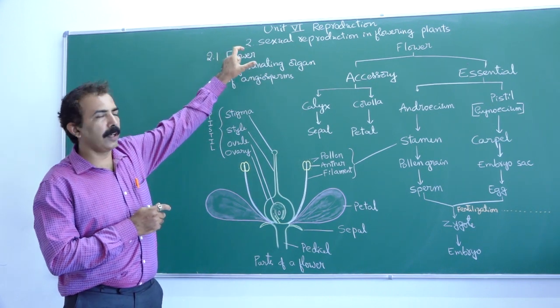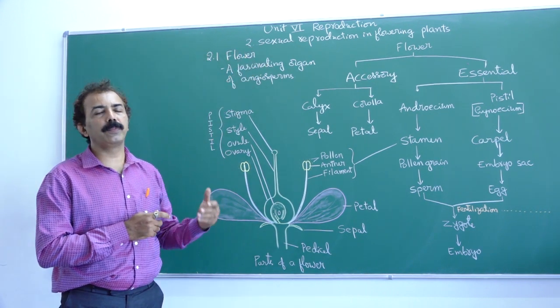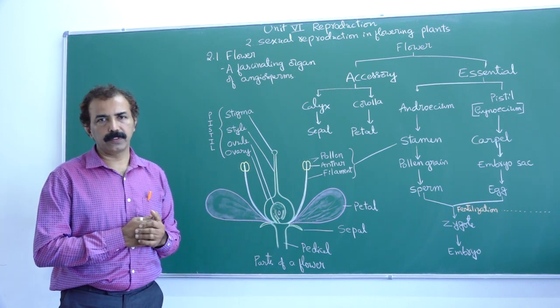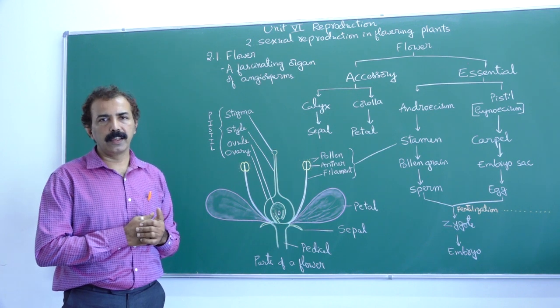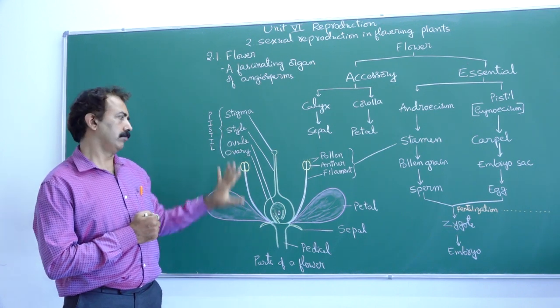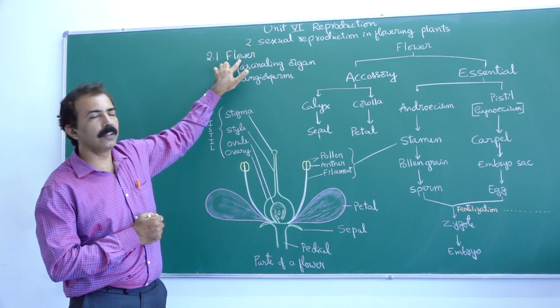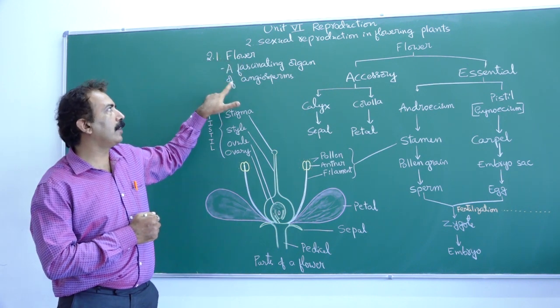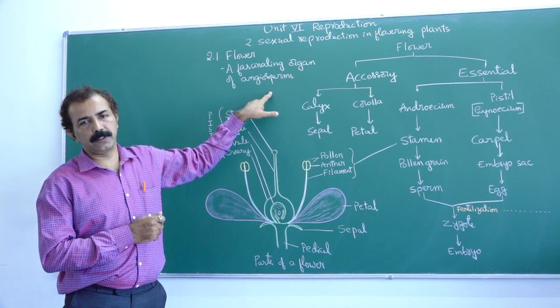Under the topic sexual reproduction, let us take a recap from last year. Last year, 5th chapter, Morphology of Flowering Plants, we studied the parts of a flower. So this is your introductory topic. 2.1, flower, a fascinating organ of angiosperms.